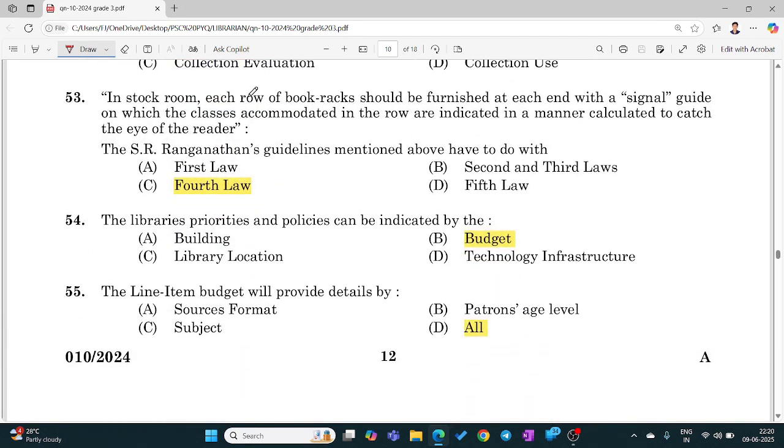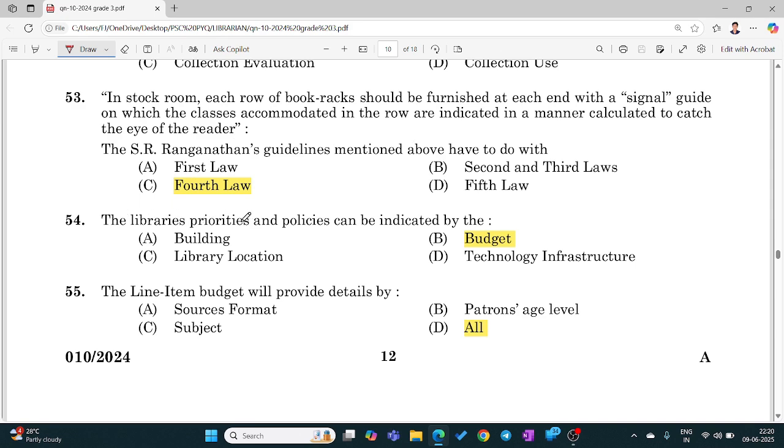In the stockroom, each row of book racks should be furnished at each end with a signal guide on which the classes accommodated in the row are indicated in a manner calculated to catch the eye of the reader. S.R. Ranganathan's guidelines mentioned above have to do with the fourth law.